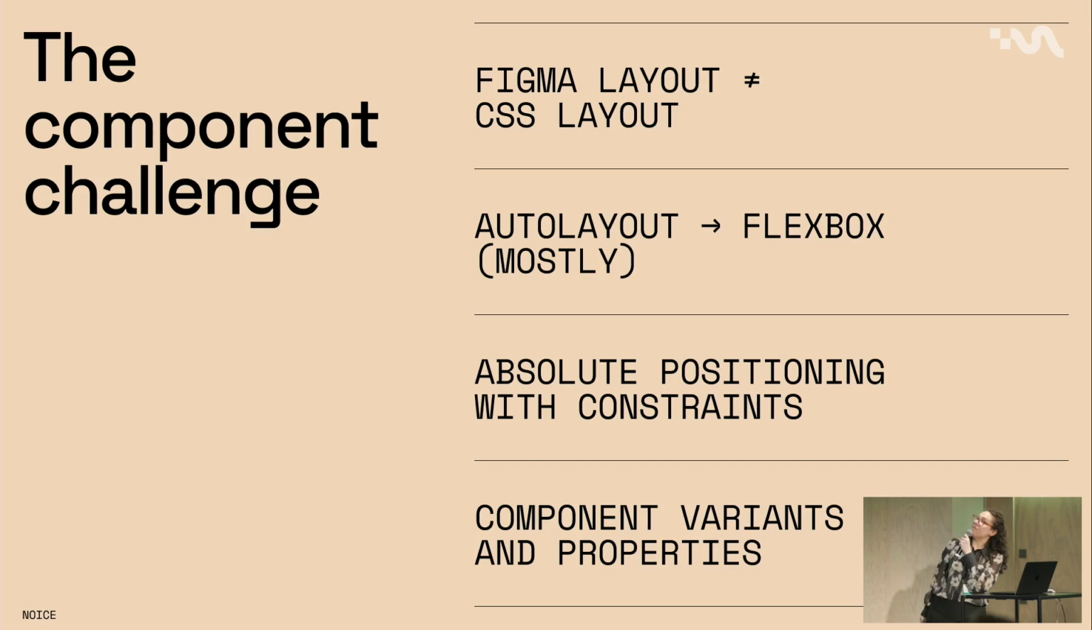So now that we've looked at our token system, we can move on to component generation. And that's where we hit a few of the fundamental differences between Figma's design-centric way of thinking and CSS's web-centric system. We need to convert Figma's native auto layout to CSS Flexbox, handle absolute positioning with constraints, and process component variants and properties.